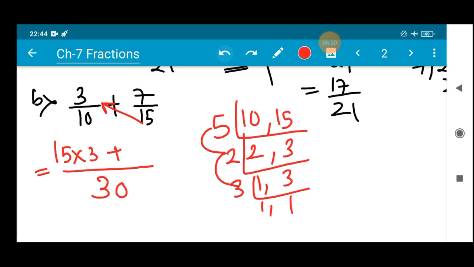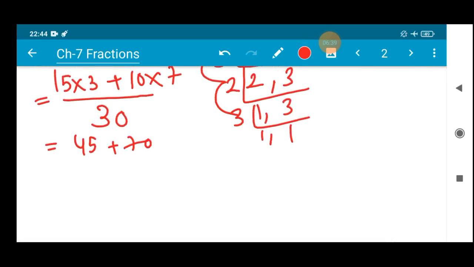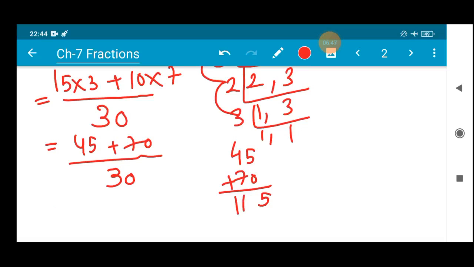So the plus sign is there, 10 7s are 70. Now 15 3s is 45, plus 10 into 7 is 70, divided by 30. Now 45 plus 70 means it is 7, 8, 9, 10, 11. So it is 115 divided by 30.